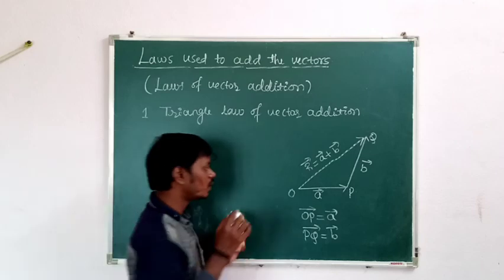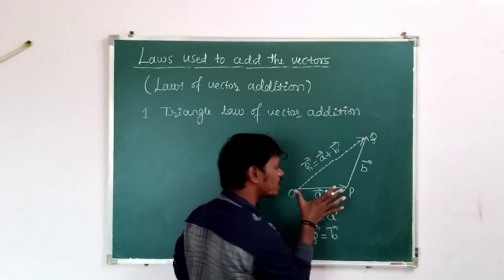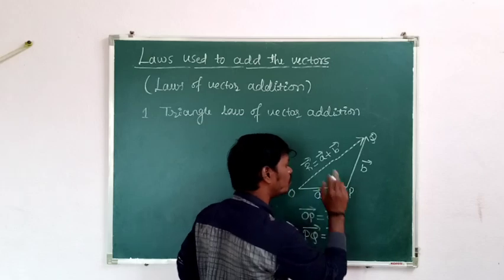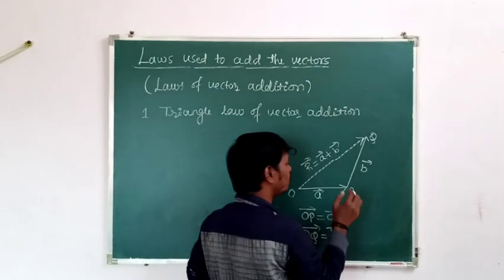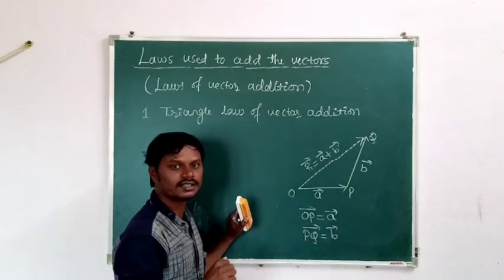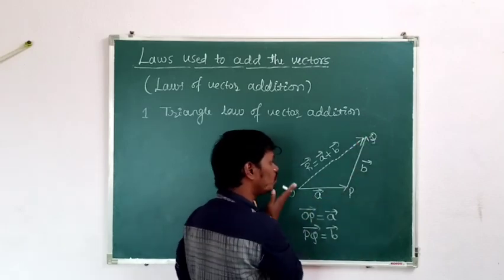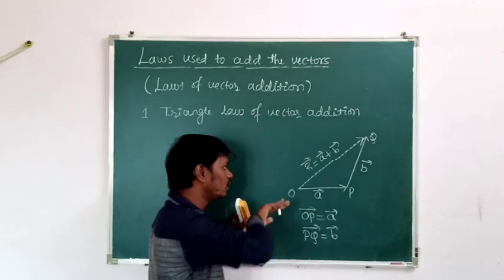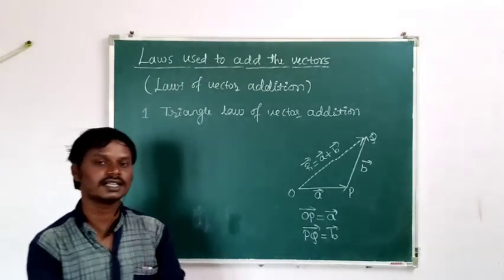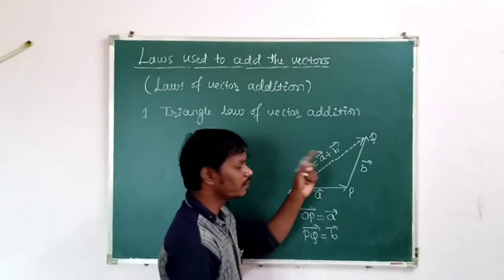What is the magnitude of vector A? This is the magnitude of vector A. The length represents the magnitude of vector A, and the direction is from O to P. And what is the magnitude of vector B? That is the length PQ, and the direction of vector B is from P to Q. Vector A and vector B are both taken in the same order, but the resultant vector is taken in the opposite order. How many sides does the triangle have here? Three sides. Among the three sides, one side can represent the resultant vector of vector A and vector B.